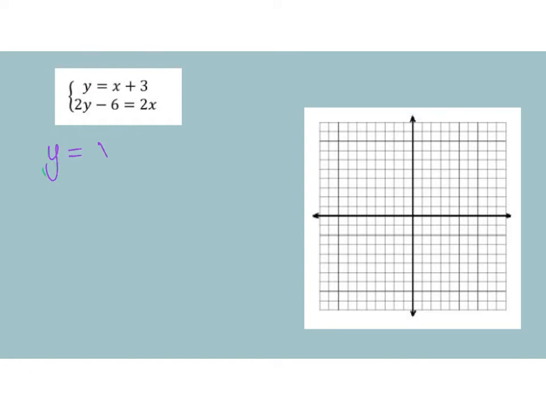Y equals x plus 3. So in this case, we have a slope of 1 and a y-intercept of 3. So I'm going to use my slope and y-intercept to graph. I'm going to start at my y-intercept, which is located at 3, right there, and I have a slope of 1. So this is going to be our graph. So there's our line for that first equation.